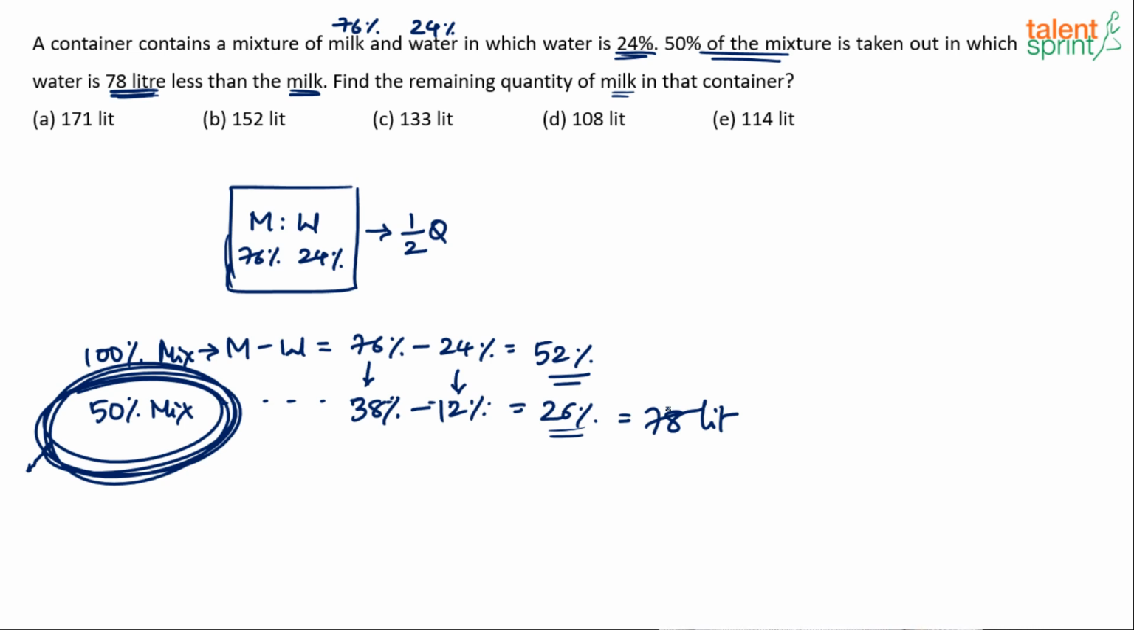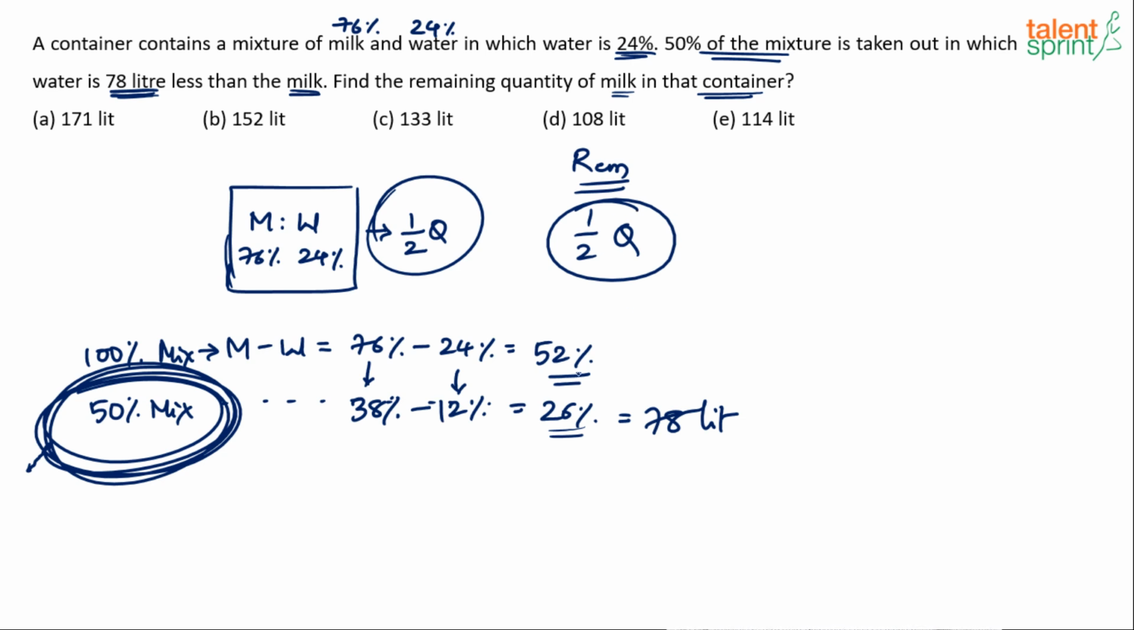What is he asking us to find out? Find the remaining quantity of milk in that container. See, if half of the quantity is removed, another half is remaining. What is remaining? Another half is remaining. And in this half, how much will be milk?